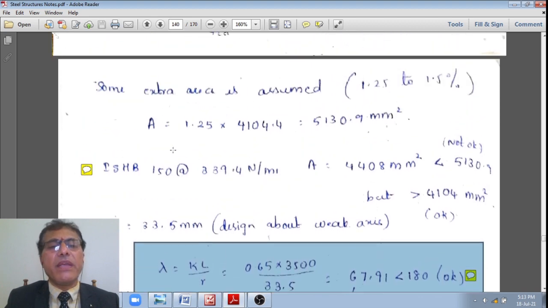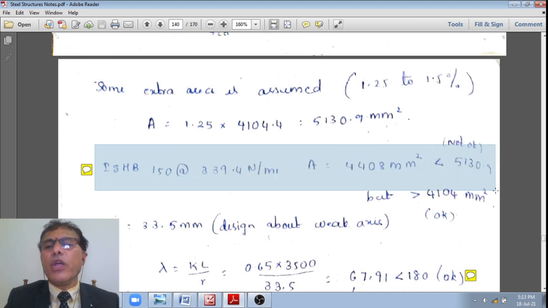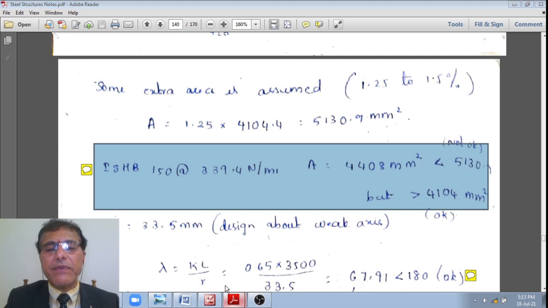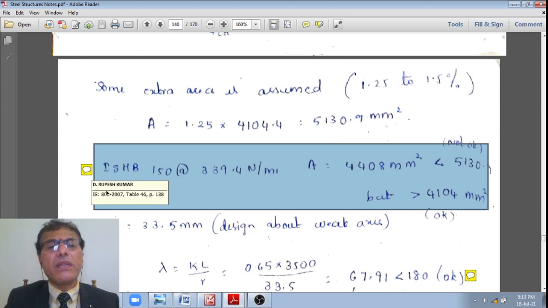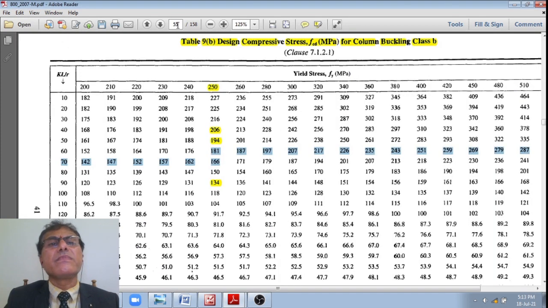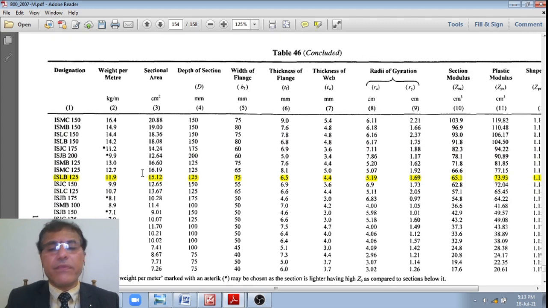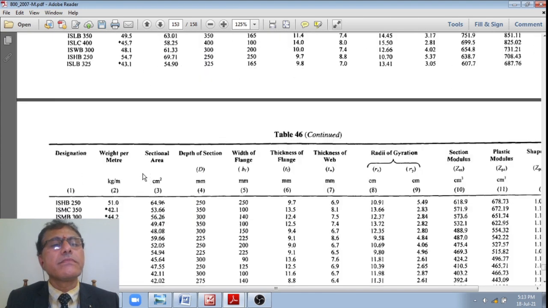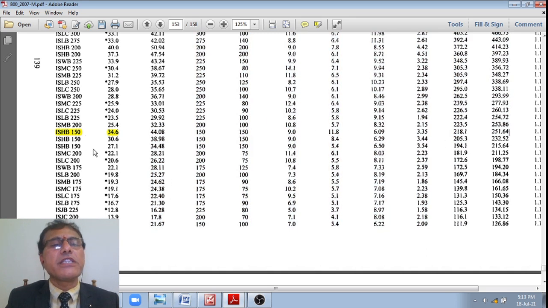Now I'll say that my final section is this I-Section 150 at 339.4 Newton per mm², having these properties. Let me go to page number 138. This is my final section, student. Yes, I-Section 150 having these properties is the final section.